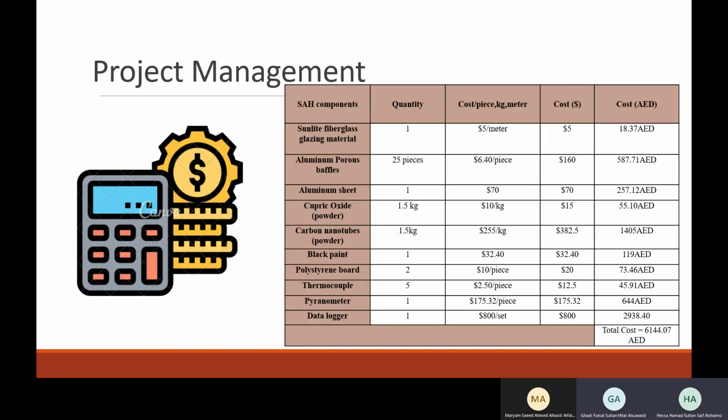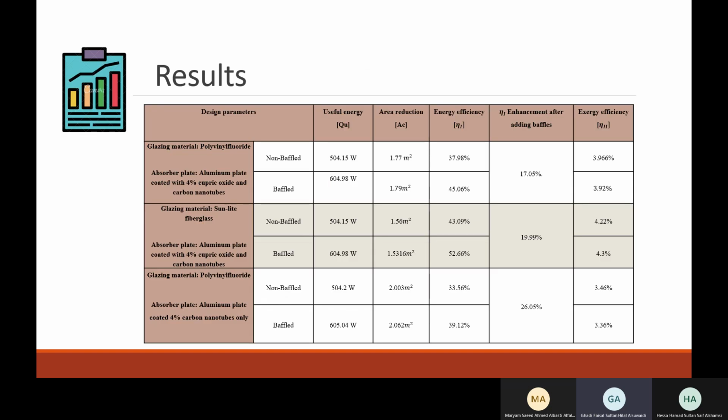For the first material, we used the polyvinyl fluoride for glazing and aluminum plate coated with 4% cupric oxide and carbon nanotubes for the absorber plate. Comparing the energy efficiency without baffles and with the baffles will result in 17.05% enhancement when baffles are attached, due to the smaller area reduction. The exergy efficiency is dramatically lower than the energy efficiency, and this is considered to be the desirable case.